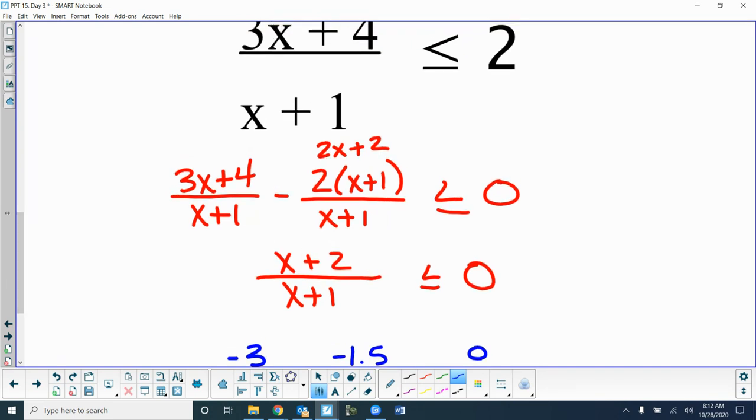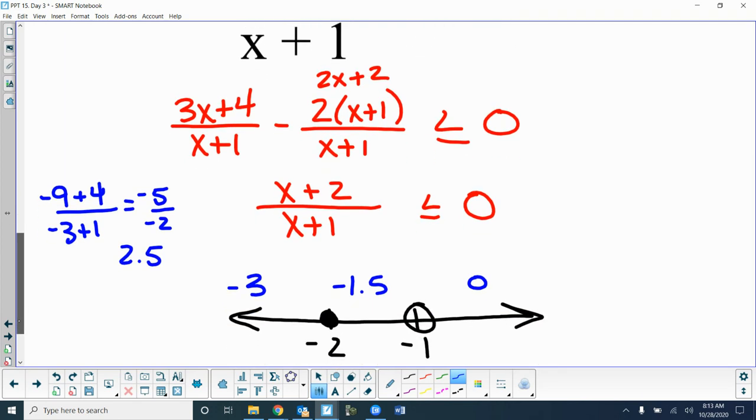Yeah. So 3 times -3 would be -9 plus 4, which is -5. And then -3 plus 1 is -2. That's a positive 2.5 because there are 2 negatives. Is 2.5 less than or equal to 2? No, so I wouldn't go in that direction.